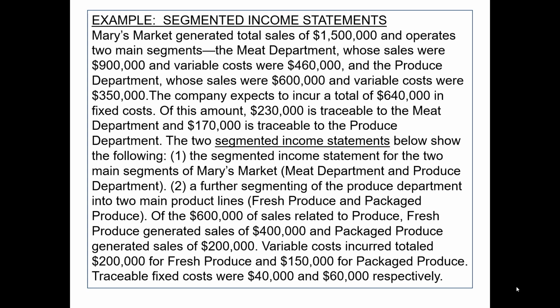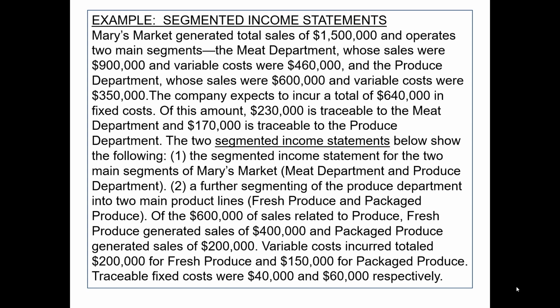So another word for traceable to meat department, that $230,000 is a direct fixed cost. The two segmented income statements below show the following. The segmented income statement for the two main segments of Mary's Market, meat department and produce department. And then second, a further segmenting of the produce department into two main product lines, fresh produce and packaged produce.